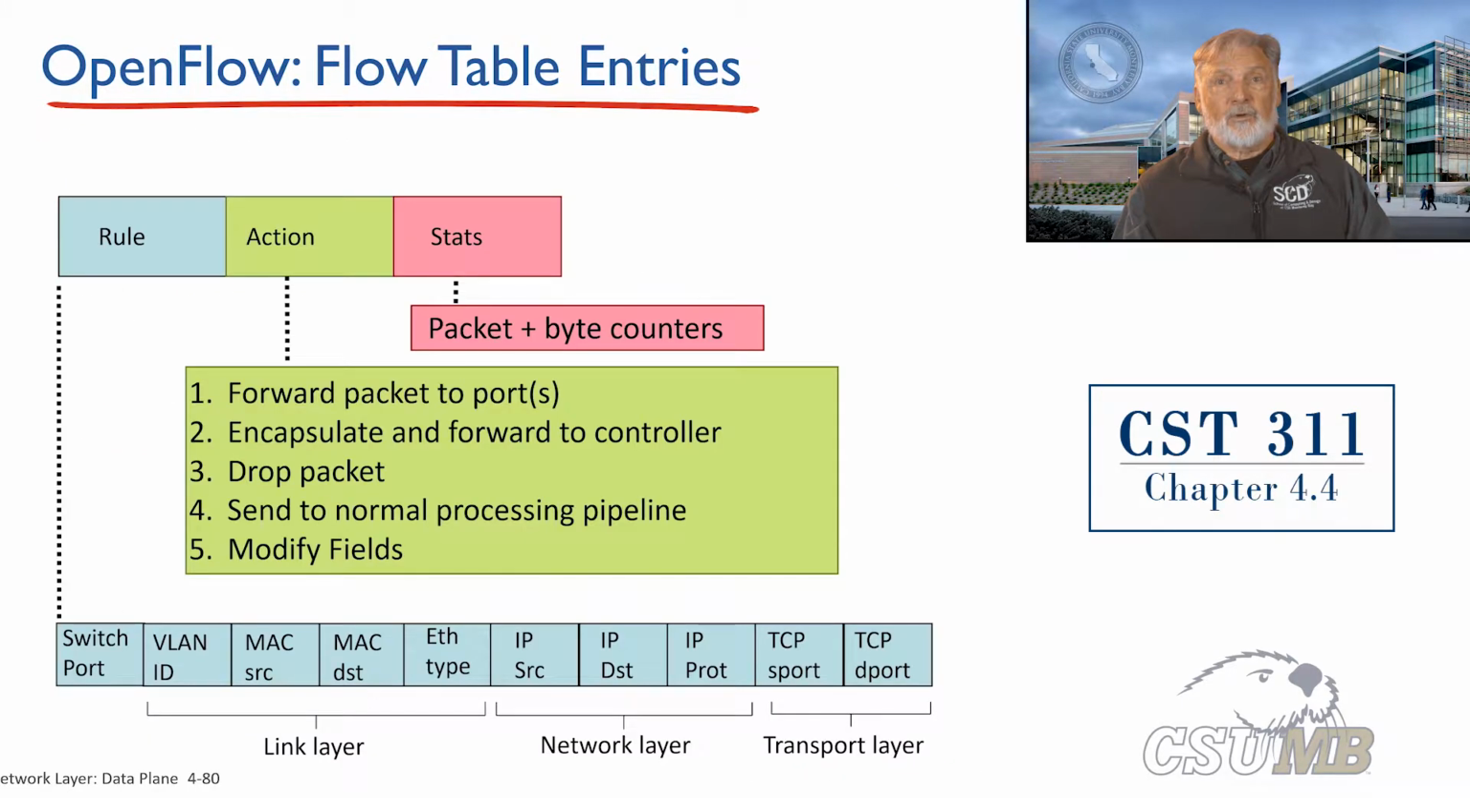The SDN controller can have rules based upon the link layer, network layer, and transport layer headers. The controller can direct the forwarding device to perform different actions, such as forward the packet, drop the packet, or even modify fields in the packet. Notice that the controller also keeps track of statistics.